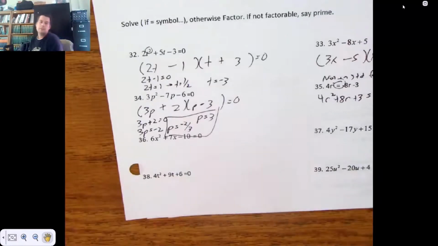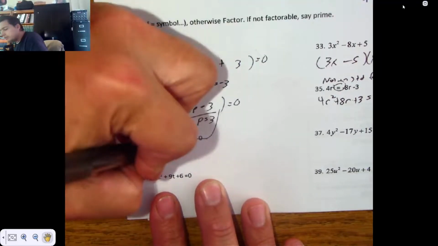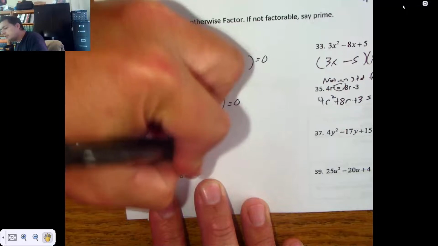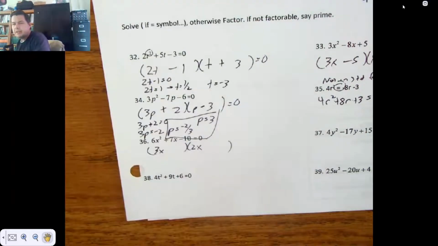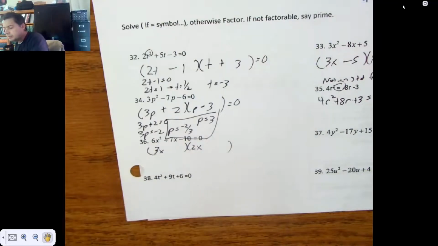36. 6x squared plus 7x minus 10 is absolutely nothing. So we have equality. Let's go with 3x and 2x. I have no idea why. For 10, I like 5 and 2. And it's right, too. No, it's not right. Crap. 5 and 2 won't work, will it?